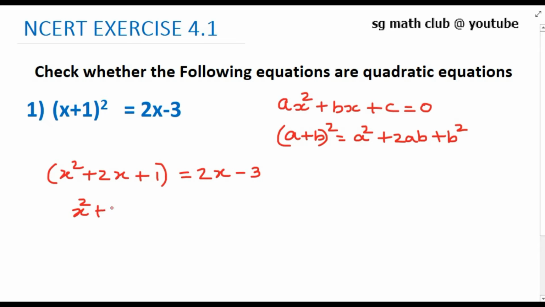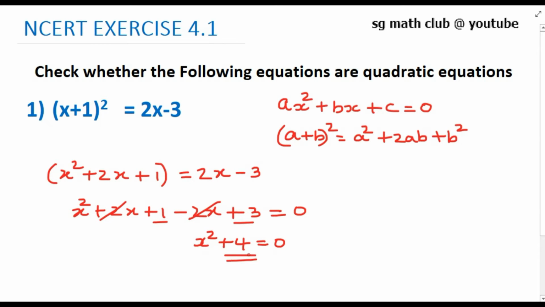Now bring everything to the left hand side. Minus 2x plus 3 equal to 0. Plus 2x and minus 2x cancel. Plus 1 and plus 3 is plus 4. So equal to 0. So this is a quadratic equation. And we know that in quadratic equation, a should not be equal to 0. b and c can be 0. So here b is not there, that is x term is not there, coefficient of x is not there, even then this is a quadratic equation.